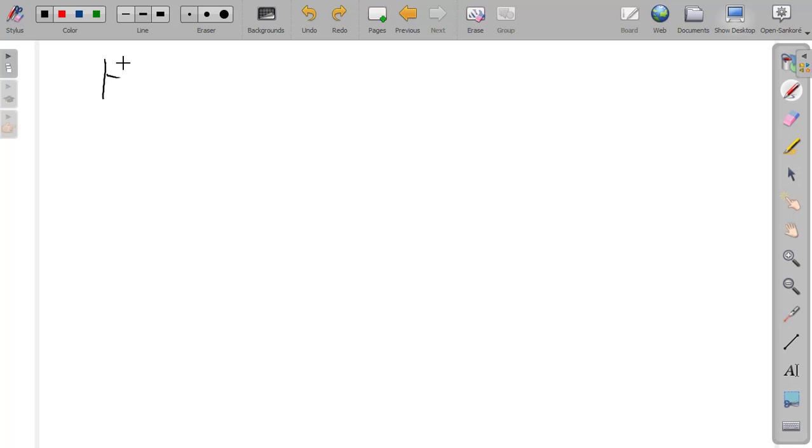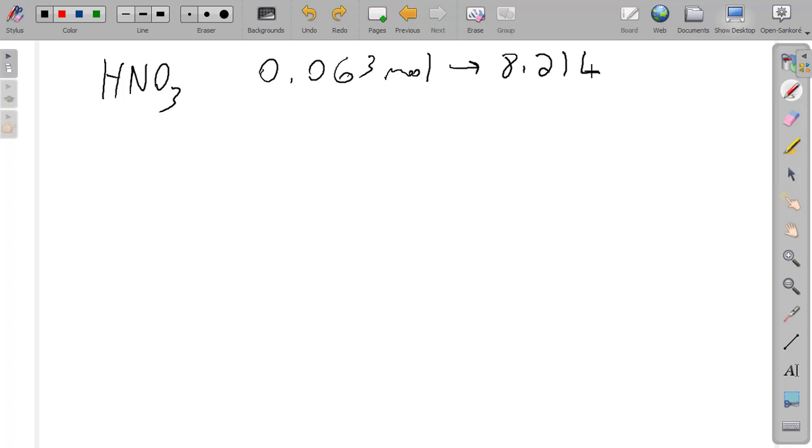All right. HNO3, we're going to have 0.063 moles into 8.21 liters of solution, right? So we can calculate molarity, because remember, molarity is moles over liters.